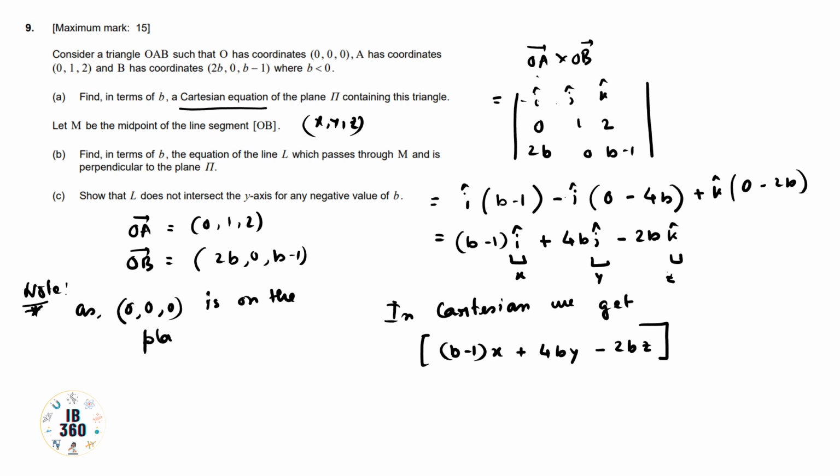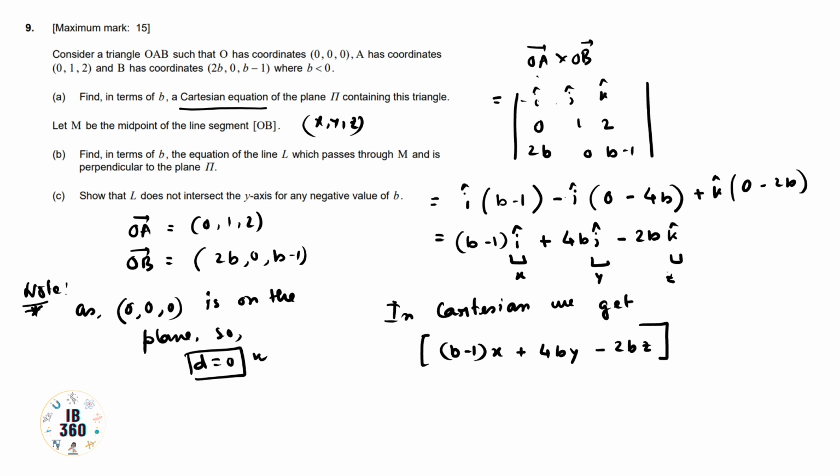So the d value will be 0. Basically d is nothing but the constant value for the plane. So this value will be 0. That's why the equation doesn't contain any constant term that a plane requires. But at this moment, as the origin is in the plane, the d term vanishes. So that's why this is the thing.